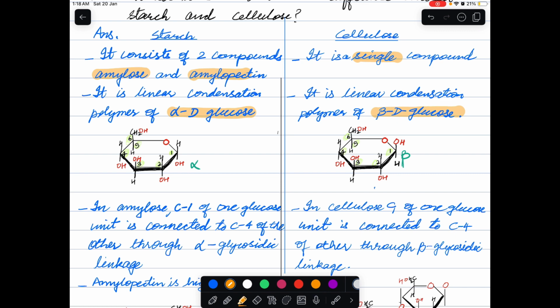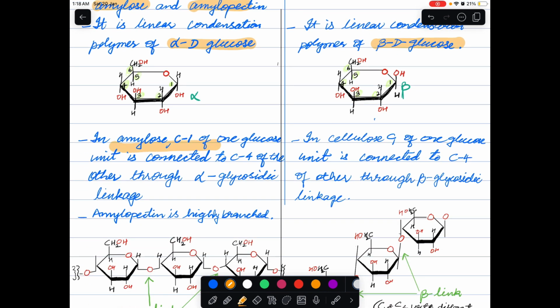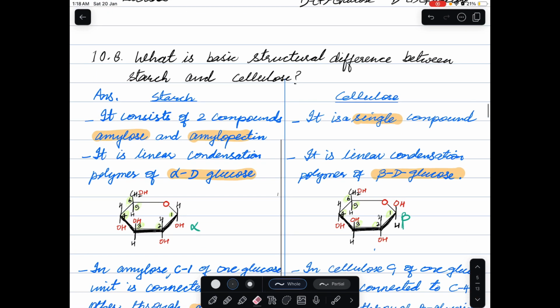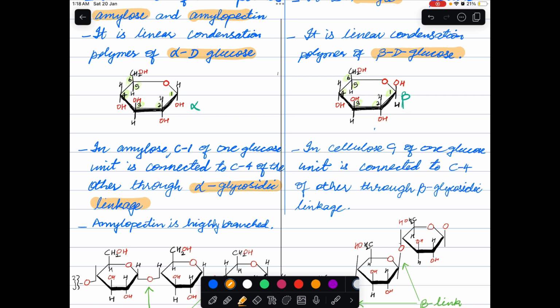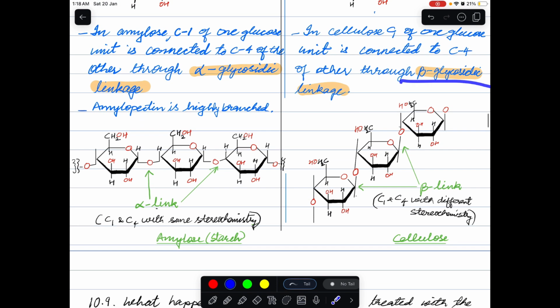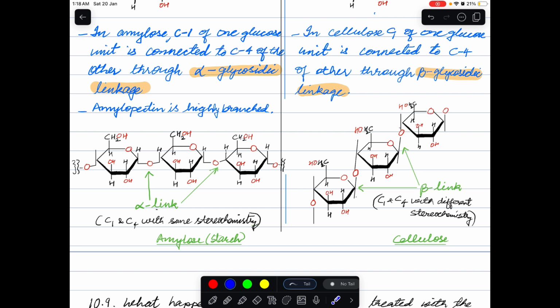Next difference, in case of amylose, the first carbon of one glucose is connected to the fourth carbon of another through alpha glycosidic linkage. Alpha glycosidic linkage is present in the first one, that is starch. While if we look into the other one, that is cellulose, in this case we have beta glycosidic linkage between the first carbon of one molecule and the fourth carbon of the second molecule. So first and fourth carbon have two different types of linkage, one alpha link, another beta link. We will understand this by the structure of amylose. Here we have shown the structure of amylose in case of starch. So this is the alpha link, while in case of cellulose, this is your beta link.